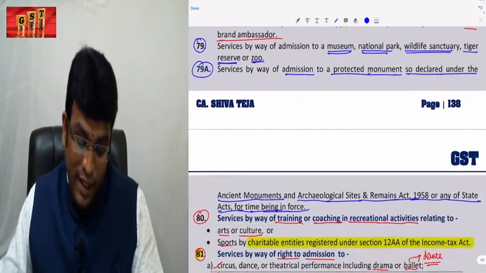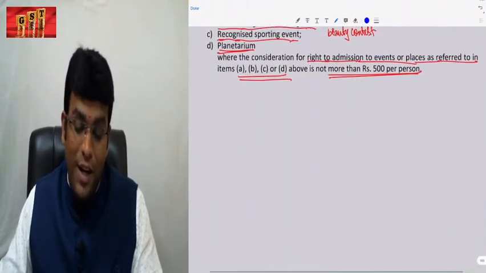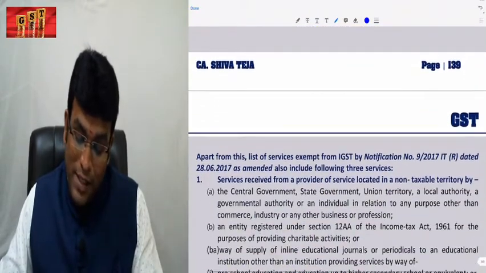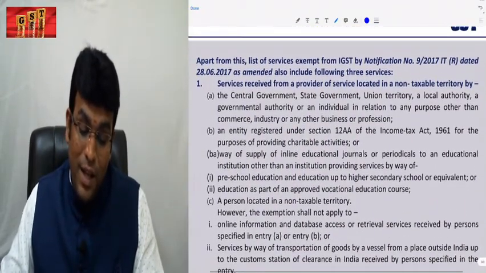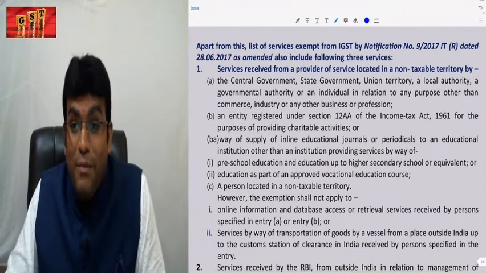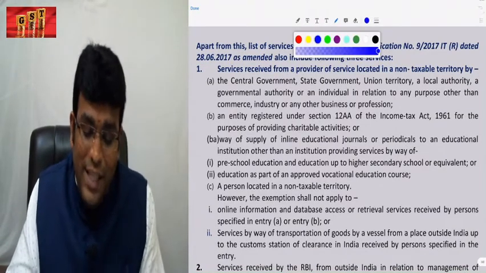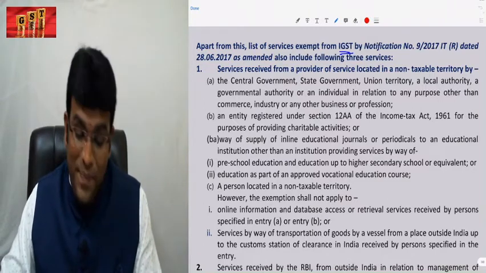78, 79, 79A, 80, 81 also is over. So with that, different exemptions are done. But some more points are left now. See that. List of services exempt from what, sir? IGST. That also we'll talk. It will just take 5 minutes. Let's complete this.